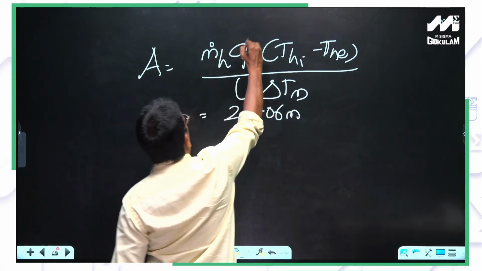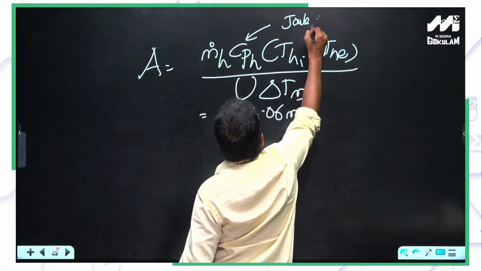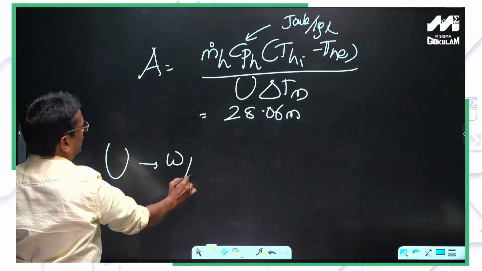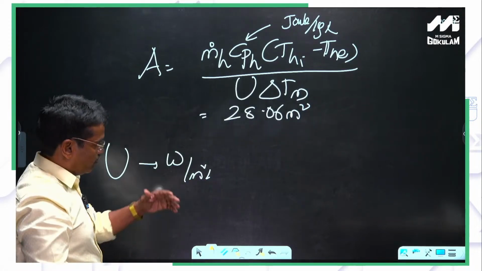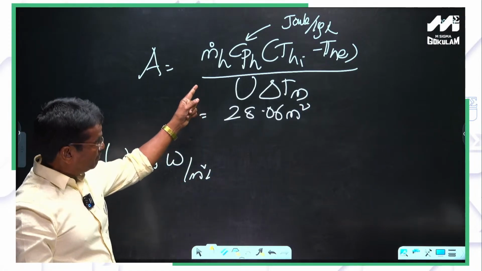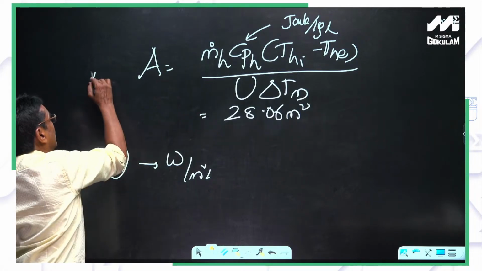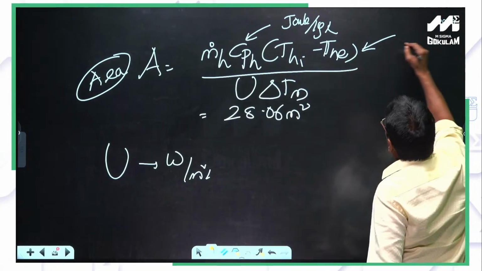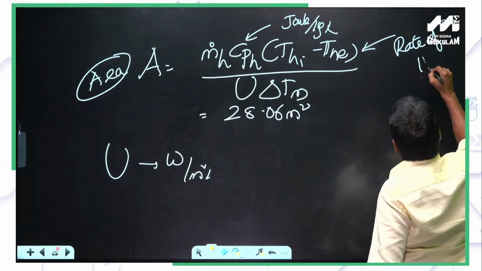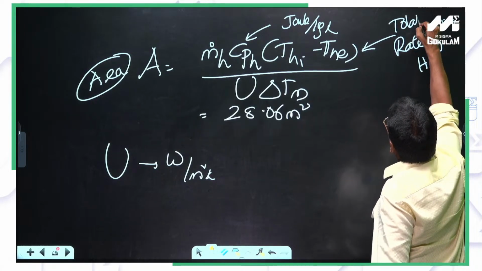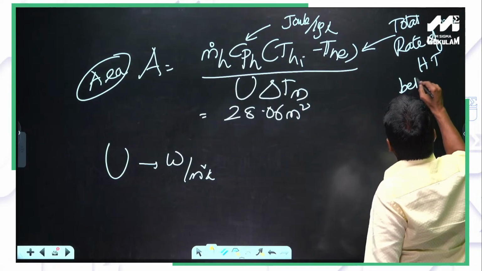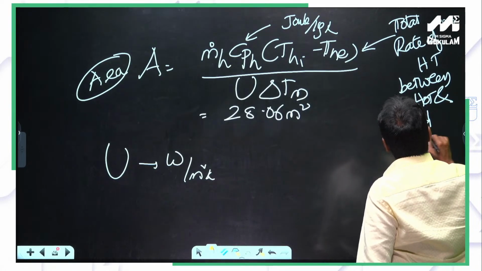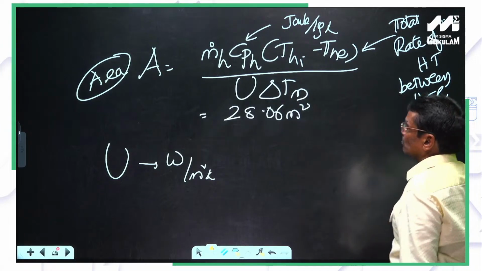The only precaution here is always keep Cp in joule per kg Kelvin. Never keep it in kilojoules, because the U is always in watt per meter square Kelvin. For compatibility of units, always keep the specific heat Cp in that unit, particularly while calculating the area or the rate of heat transfer. What is this Q in the heat exchanger problem? It is the total rate of heat transfer between hot and cold fluids.